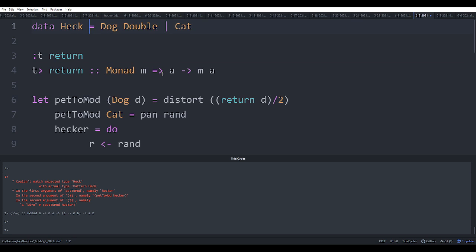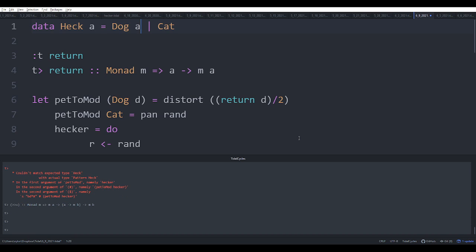So for example, this Hack type, let's make it have more than just a double. So we could say Hack of A holds a Dog of A. Okay. And so that A is a type variable. It's the same kind of type variable you see in a lot of type signatures in Haskell, where when it says A, that can stand for any type, literally any type.